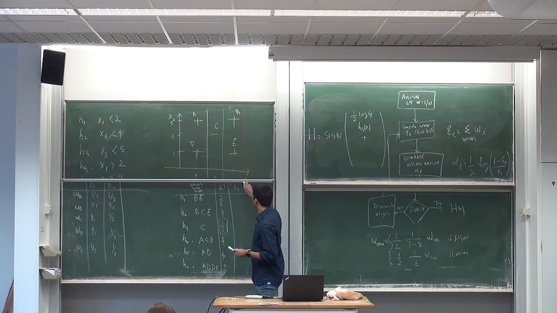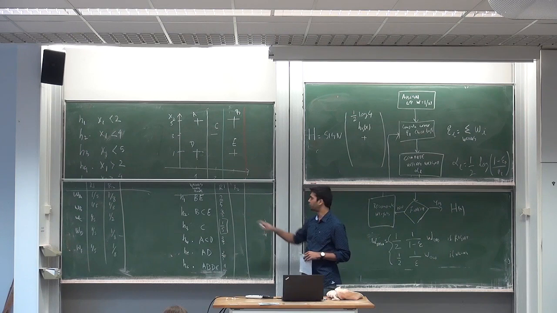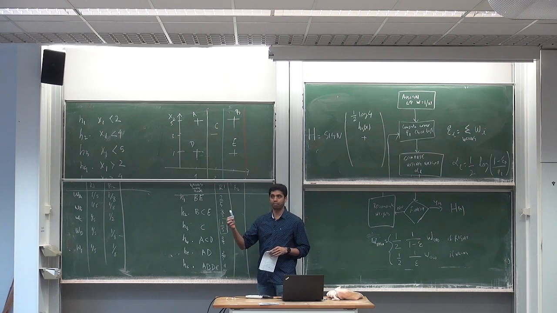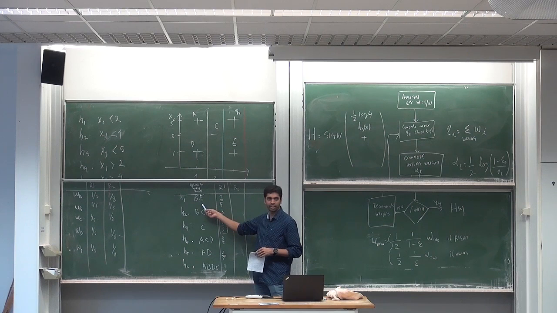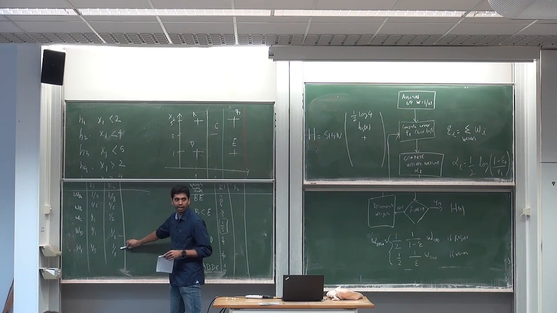What's this error rate now for H1? So the error rates are basically the sums over the elements that it made wrong. So it made wrong predictions. H1 would make wrong predictions for B and E, which would mean it's the sum of 1 over 8, and E is 1 over 8. So it's 2 over 8. Right?